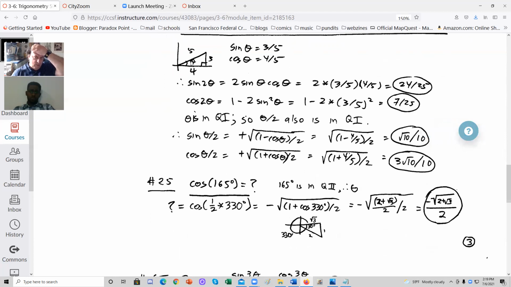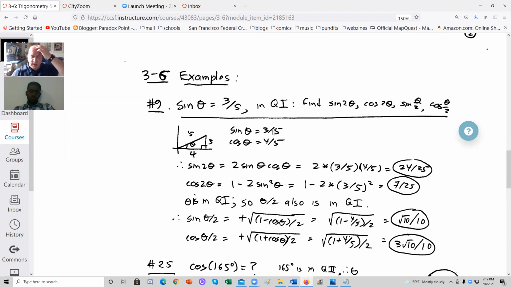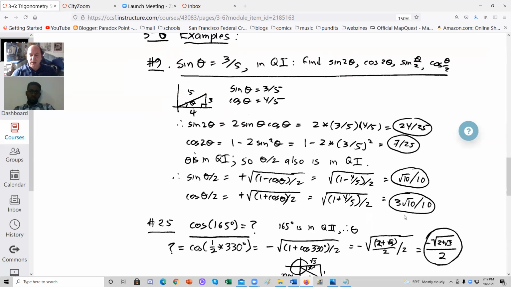Now theta is in quadrant 1, so theta over 2 is also in quadrant 1. So all the half angle formulas have a plus. Sine of theta halves is plus root of 1 minus cos theta over 2. Cos of theta halves is plus root of 1 plus cos theta over 2. This is root of 1 minus 4/5, that over 2. This is root of 1 plus 4/5 over 2. After a bit of arithmetic, this first one is root 10 divided by 10. And the other one is 3 root 10 divided by 10.